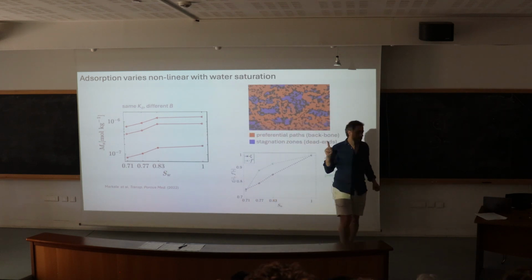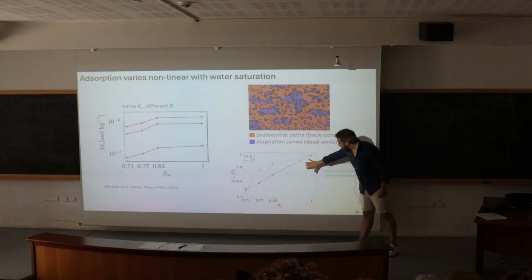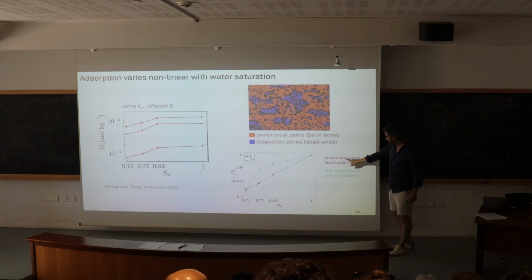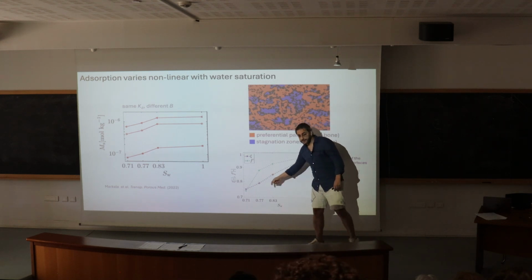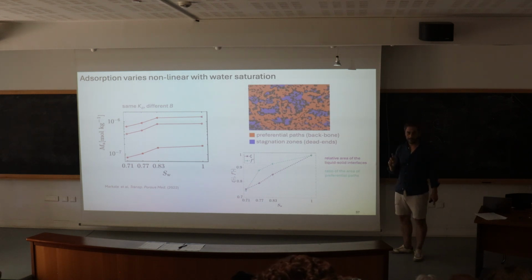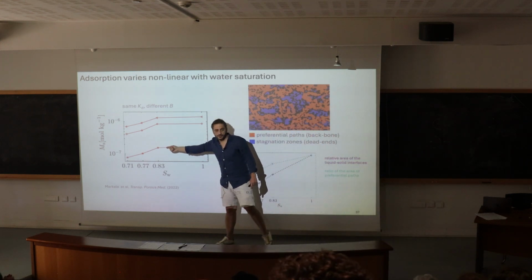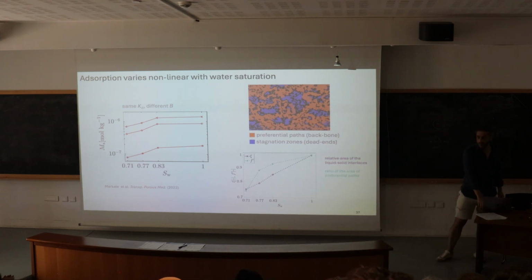And the reason why the decrease with saturation is not linear, and this is probably the most important figure for this assertion, is the fact that when you decrease saturation, the relative area of the liquid-solid interface decreases linearly. But the fraction of the porous medium that is behaving like a stagnation zone or like a preferential path doesn't decrease linearly. And this is the control behind this non-linear function of saturation. All good until now?